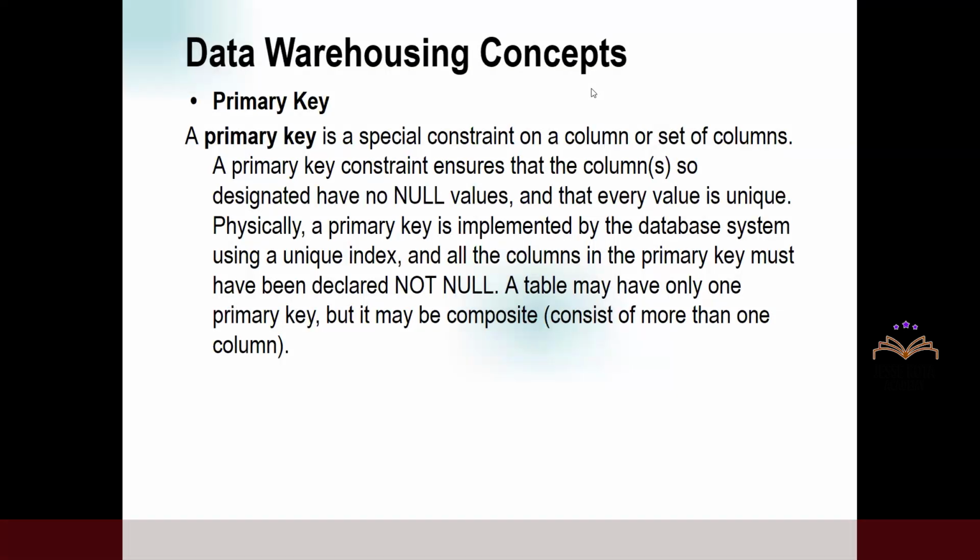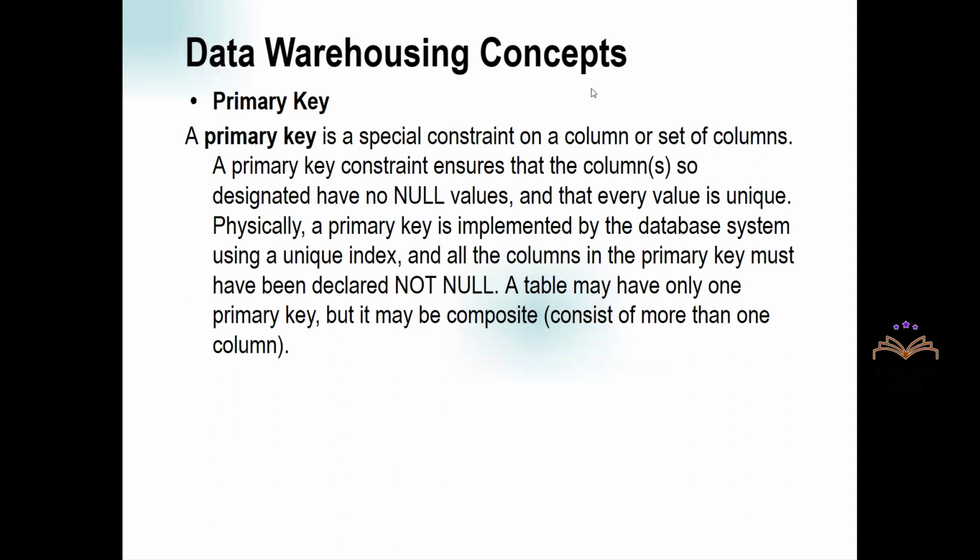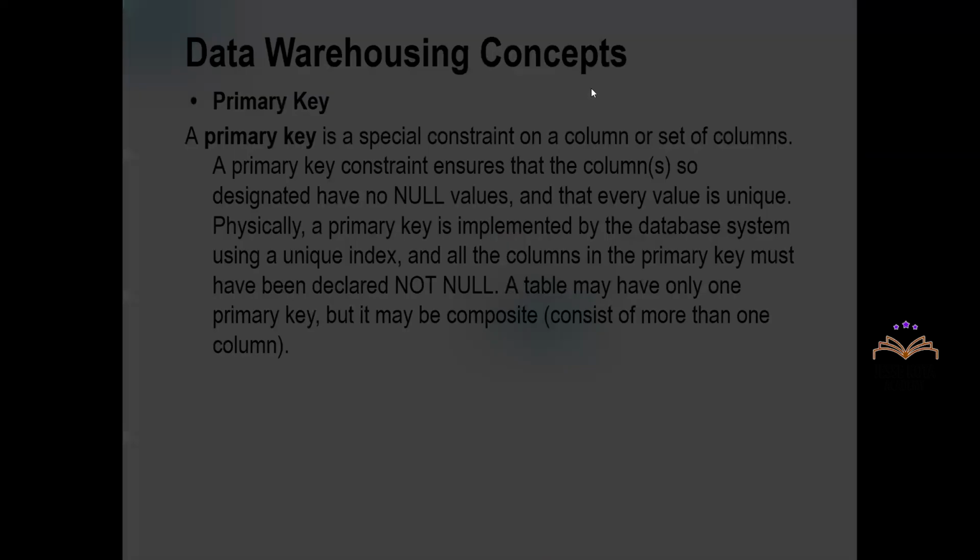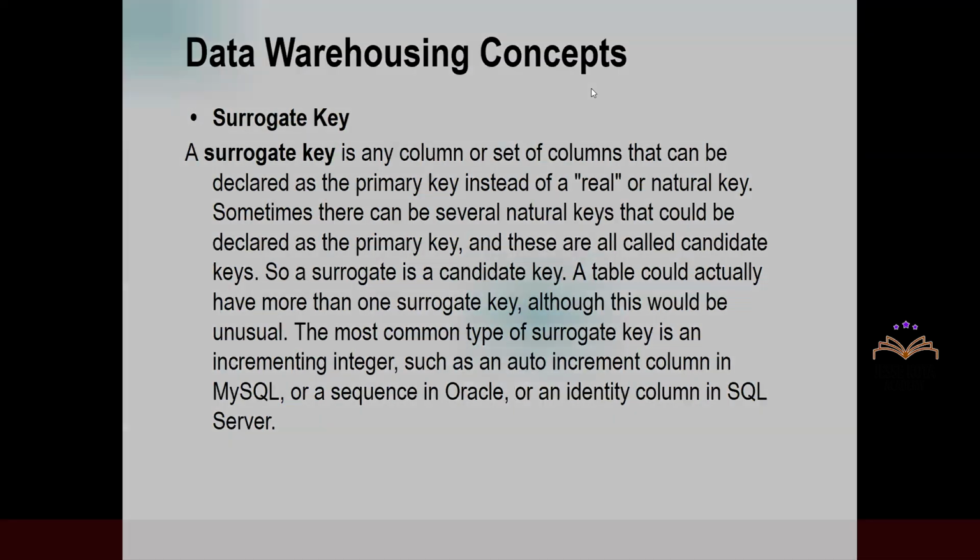And the next one is the primary key. What is a primary key? A primary key has not null values. The data is unique and not null. Nulls are not allowed in the primary key. And the surrogate key we have discussed.